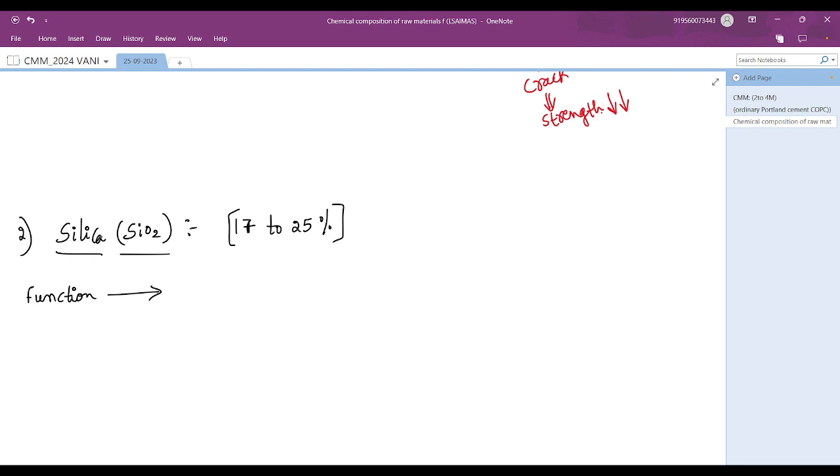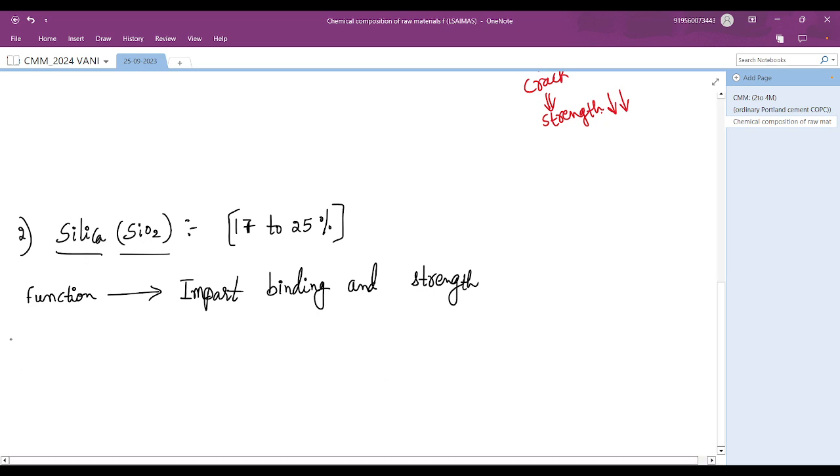So combinedly silica and lime induce binding and strength in the cement, not only lime or silica. Please make a note of it. The function is to impart binding and strength. Now here, excess.